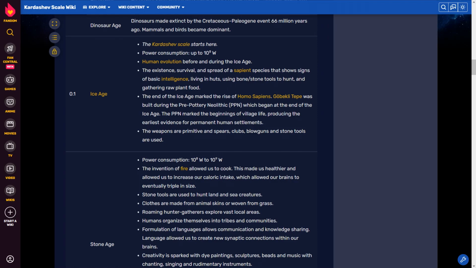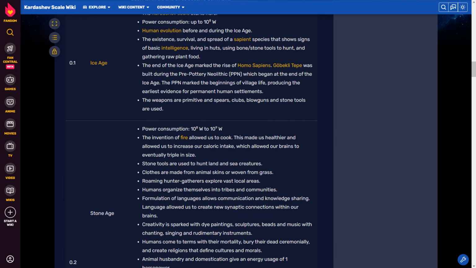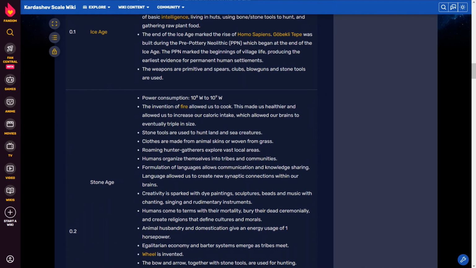Power consumption up to 10 to the 8th watts. Human evolution before and during the Ice Age. The existence, survival, and spread of a sapient species that shows signs of basic intelligence, living in huts, using bone and stone tools to hunt, and gathering raw plant food.